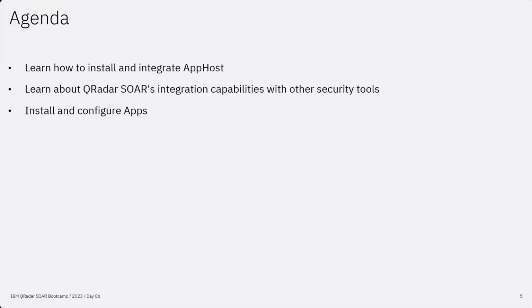Now let's have a look at the agenda. So today we'll learn how to install and integrate AppHost. When I say learn, we'll also be looking at some prerequisites as to what you need to do to install an AppHost. Then we'll be looking at how to check the QRadar source integration capabilities with other security tools. And we'll also be looking at how to install and configure an app.